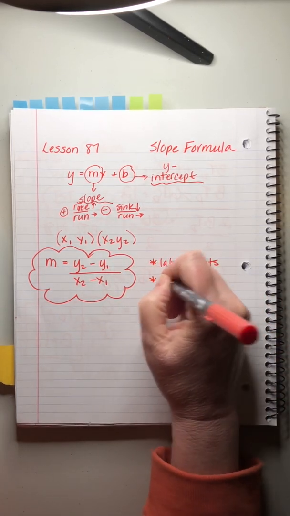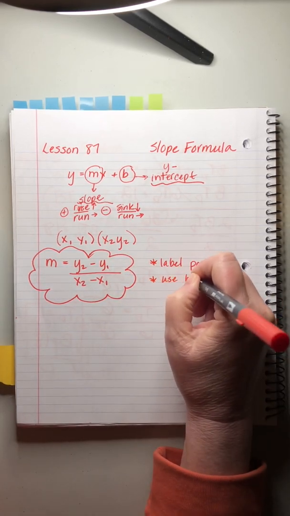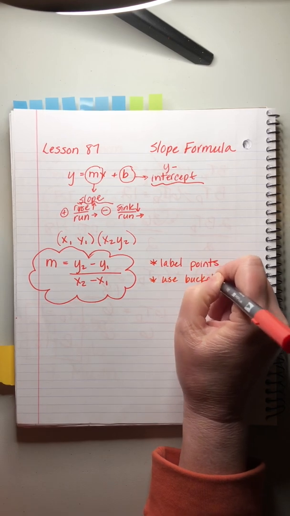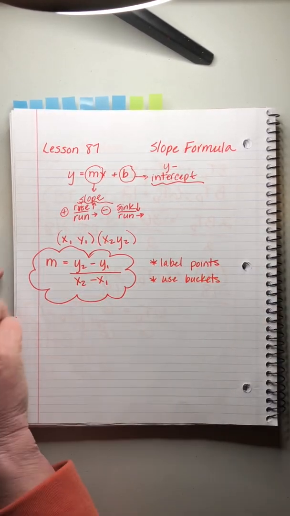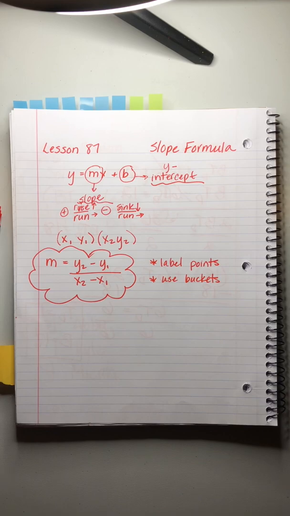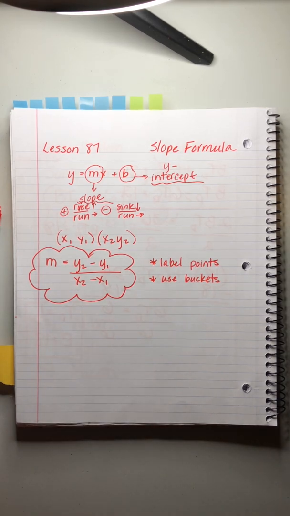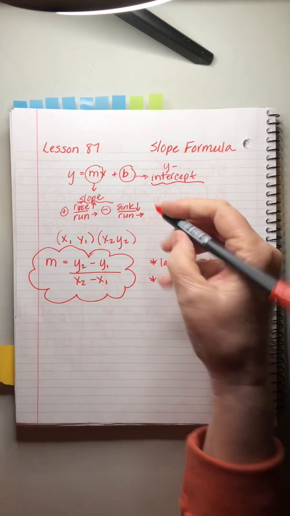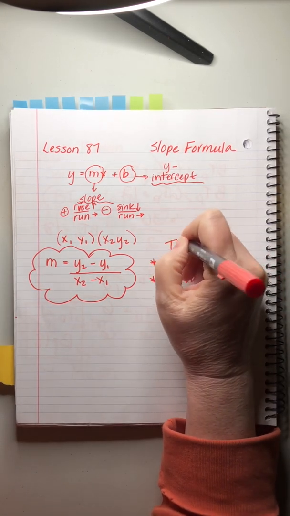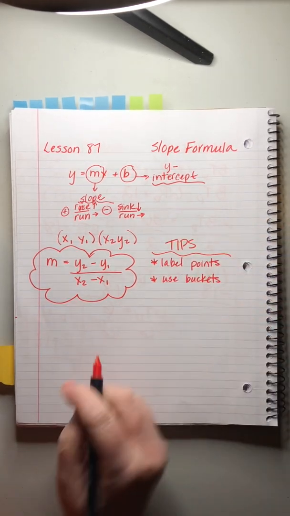The other thing is use buckets. Anytime there's a minus sign in a formula, it's a really good idea to use buckets, especially because the points that we're plugging in can also have negative values, and quite often do. So once we start having a bunch of minus signs flying around, that is always a use your buckets tip scenario. So these are my 2 tips that I will play out.